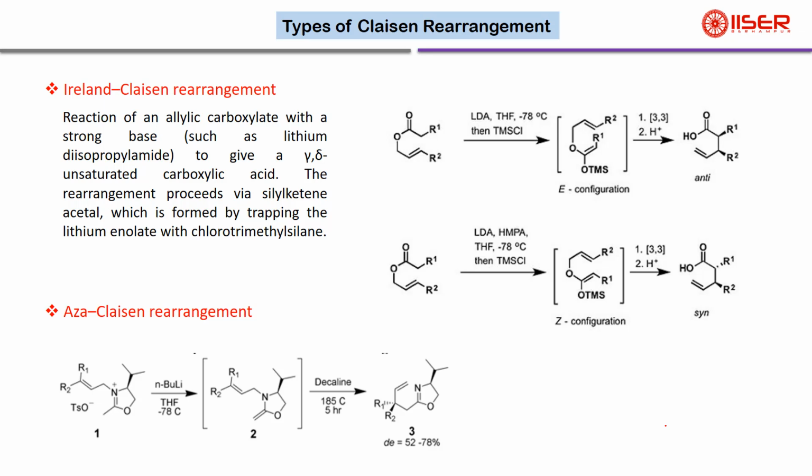Next is Aza-Claisen rearrangement. When this Claisen rearrangement occurs with a heteroatom other than oxygen, with nitrogen instead of oxygen, it is called Aza-Claisen rearrangement. This comes here.